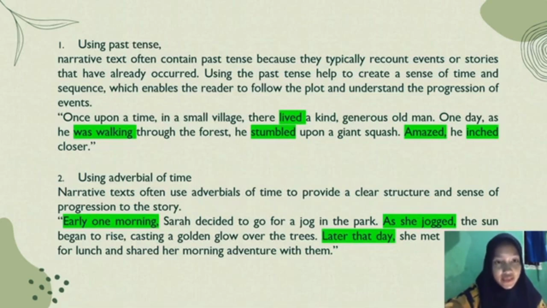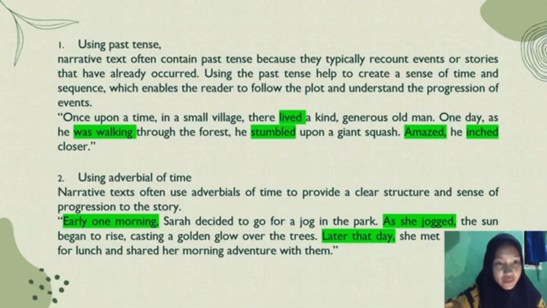Narrative text often contains past tense because they typically recount events or stories that have already occurred. Using past tense helps to create a sense of time and sequence, which enables the reader to follow the plot and understand the progression of events.